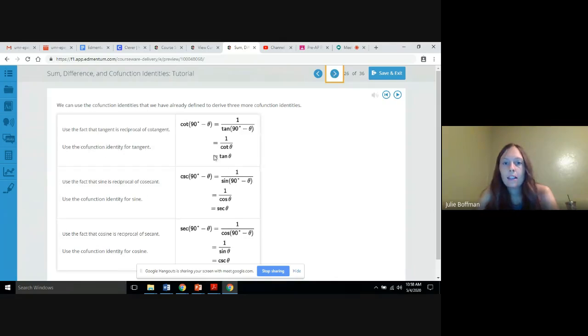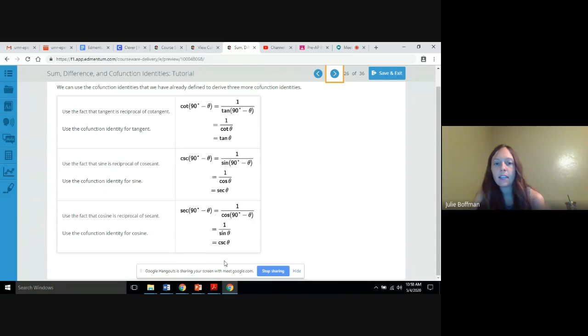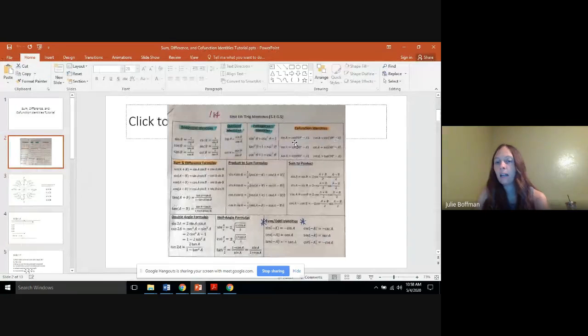And then they come up with the last three, which are just the opposites and the reciprocals. Cotangent 90 minus theta equals tangent theta, and then cosecant 90 minus theta would equal secant theta, and vice versa, secant 90 minus theta equals cosecant theta. So those are all your cofunction identities that you have here, right? Because A, theta, X, that part doesn't matter.